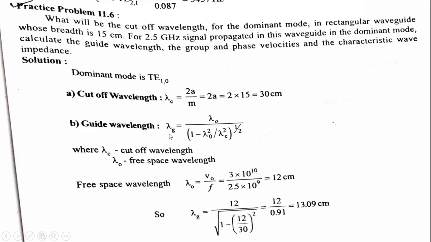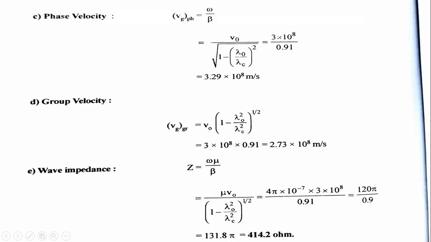Similarly, the guide wavelength is lambda g. Lambda g is nothing but lambda 0 divided by the root of 1 minus lambda 0 squared divided by lambda c squared. These two are wavelengths: the free space wavelength and the cutoff wavelength. Find out the free space wavelength, lambda 0 equals v0 by f. So 3 into 10 to the power 8, and f is given as 2.5 gigahertz, converted into hertz. Substituting these values, you will get lambda g as 13.09 centimeter. Now the next parameter will be the phase velocity.